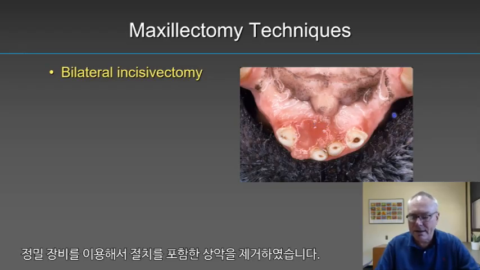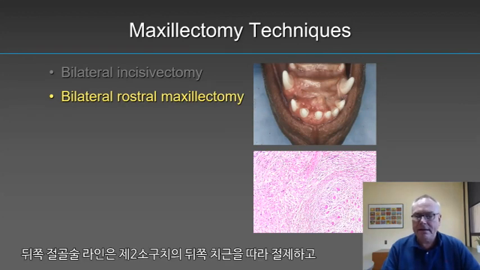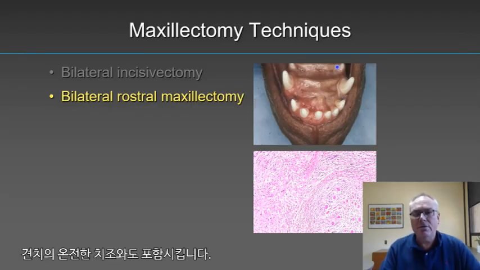So again, with precision equipment, we excised a block of bone containing the incisor teeth. A more commonly performed maxillectomy technique is the bilateral rostral maxillectomy. And again, in this technique, the caudal osteotomy line would be at the distal line angle of the second premolar teeth in order to include the intact alveoli of the canine teeth.